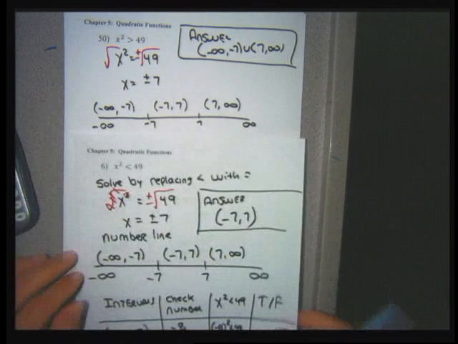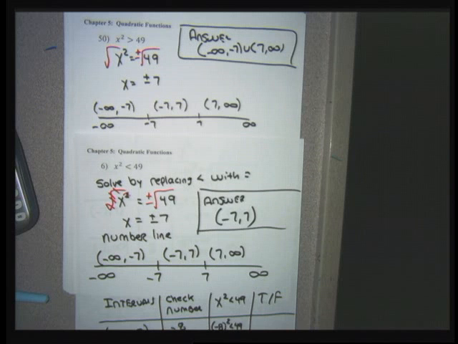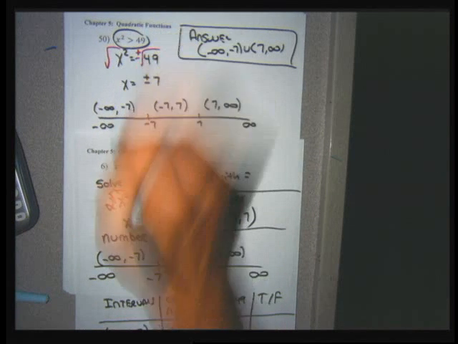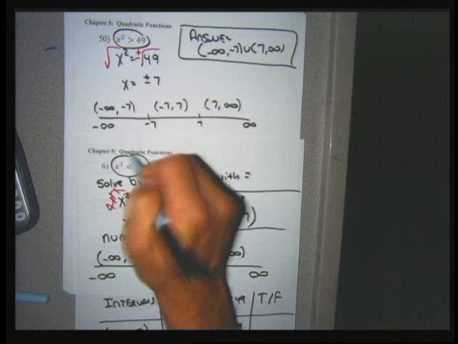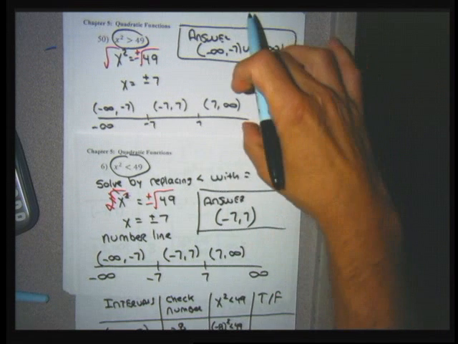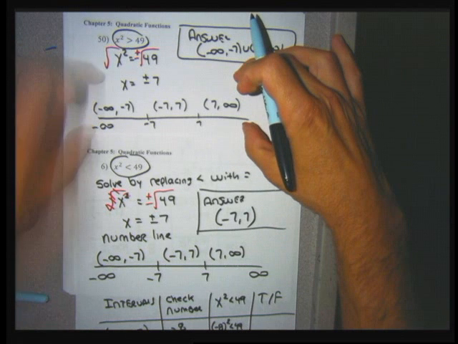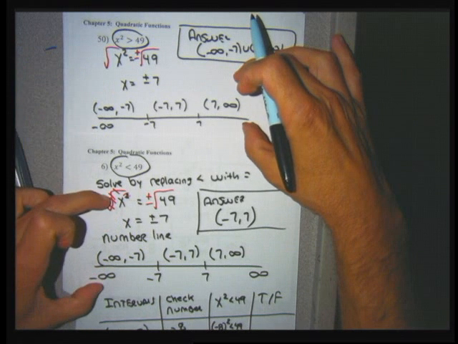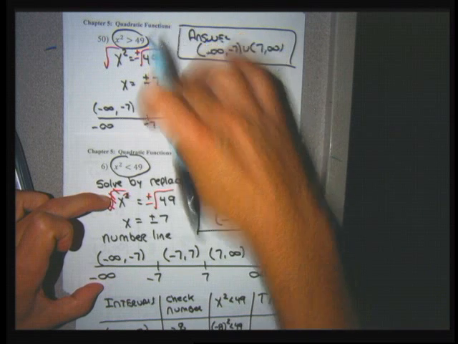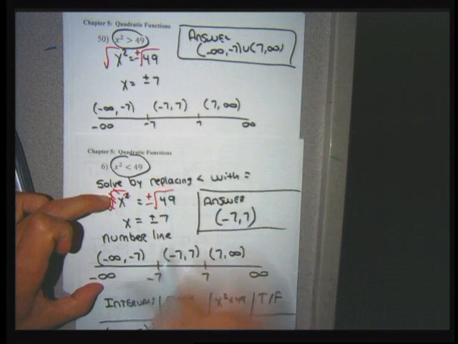Because when I look at problem 6 and compare it to problem 50, both have x squared compared to 49. The only difference is problem 50 has a greater than, problem 6 had a less than. But for greater than and less than, look at my first step, solving the equation with an equal sign, plus or minus square rooting, doing a number line. The first step is exactly the same.